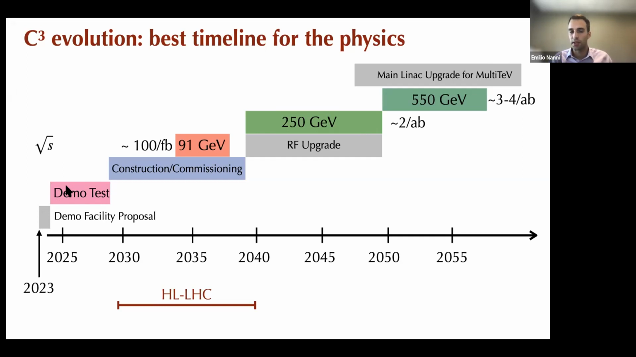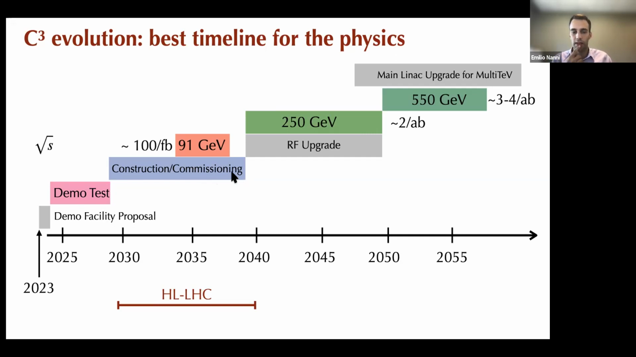Of course, in parallel to this, we'd be working on a proposal for the full C³ accelerator that could reach 250 GeV center of mass, with an option for upgrading to 550 GeV center of mass. The proposal from that would then lead into the construction and commissioning phase for the 250 GeV center of mass facility. And we think that timeline would take roughly 10 years to build. And I'll go through some of the reasons why closer towards the end of the talk.